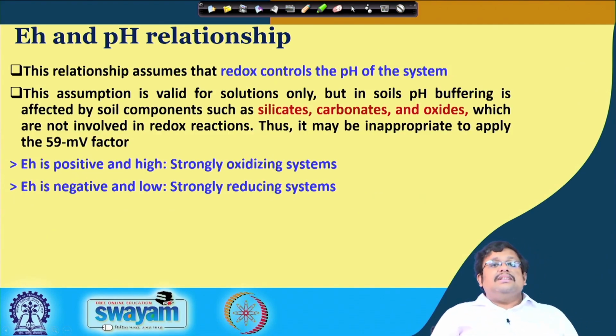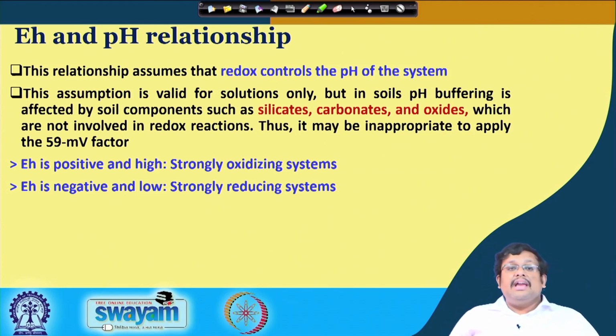Now, this relationship assumes that redox controls the pH of the system, and this assumption is valid for solutions only. But in soils, pH buffering is affected by soil components such as silicates, carbonates and oxides, which are not involved in the redox reactions. Thus, it may be inappropriate to apply the 59 millivolt factor in case of soil.